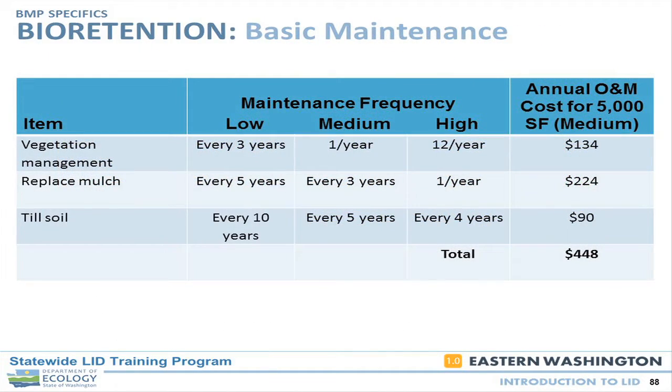Basic maintenance for bioretention. This is just a general slide, but showing three of the main categories of maintenance you need to consider in considering the life cycle costs of these facilities. So one is vegetated management, and there are very different levels of vegetative management you can take. You can just be dealing with just the performance of the facility and removing invasive weeds, all the way to an aesthetic level.